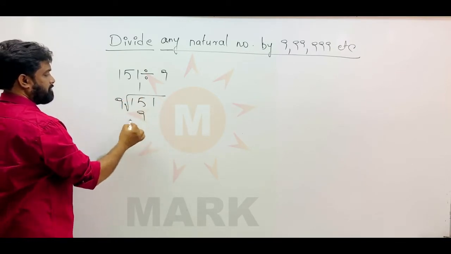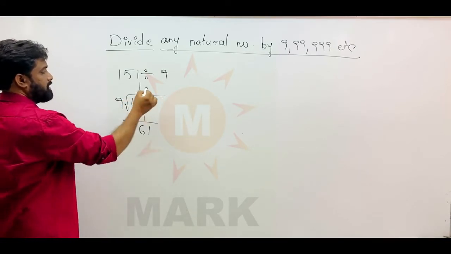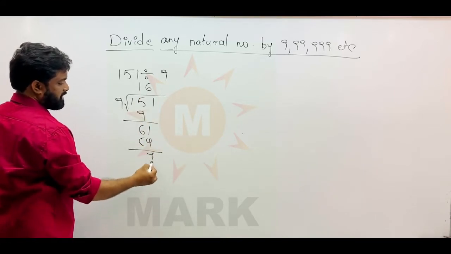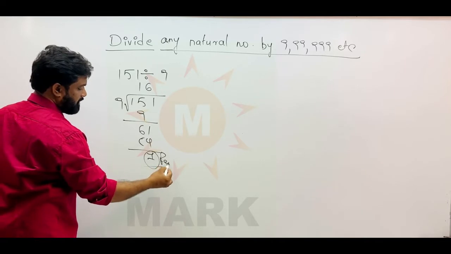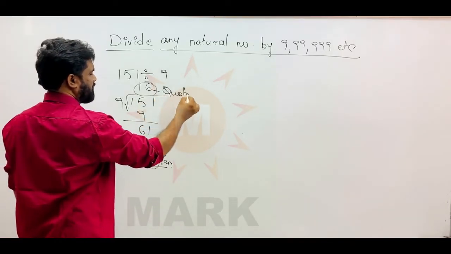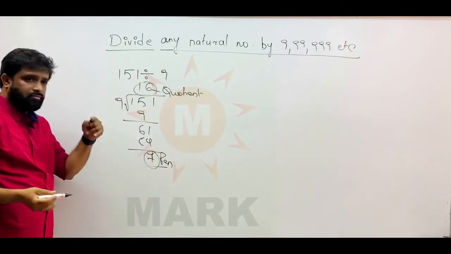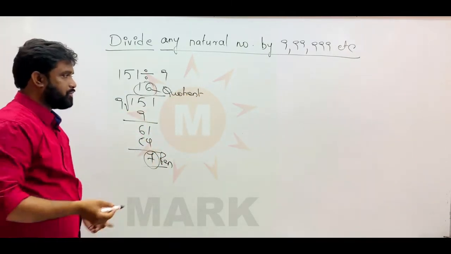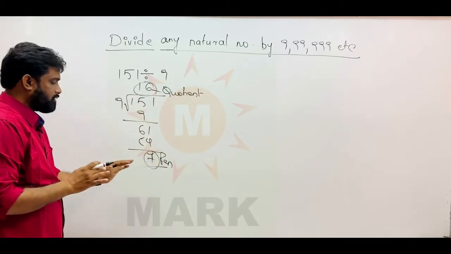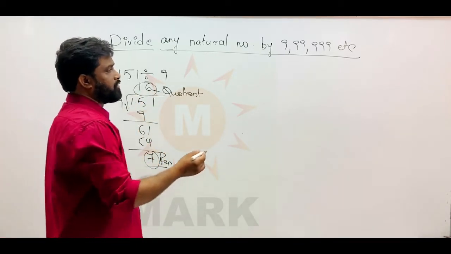9 ones are 9, that leaves 6, bring down 1 to get 61. 9 sixes are 54, so 7 is the remainder and 16 is the quotient. Now, with the technique that I am going to teach you, you will get the same result, not just the quotient or just the remainder. Let us see how to do it.